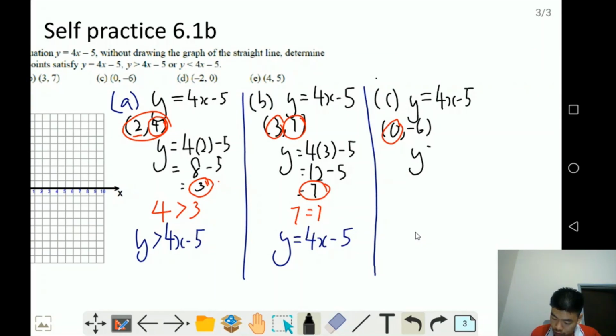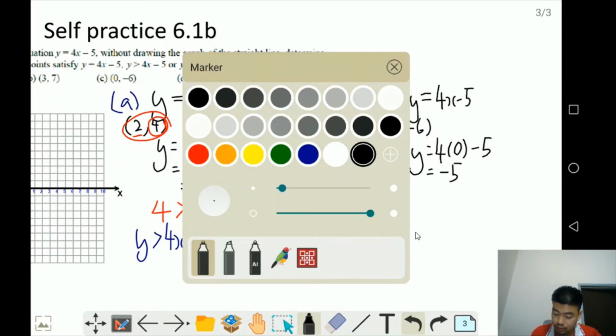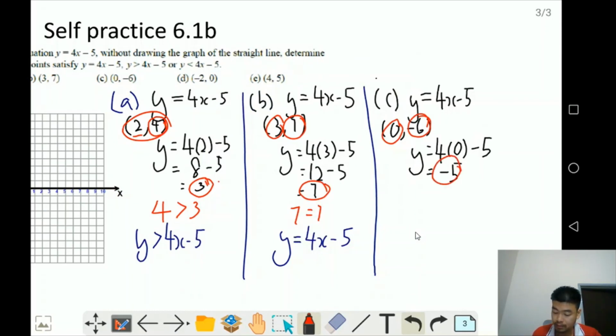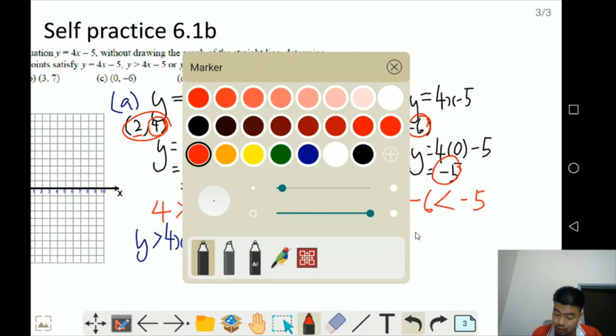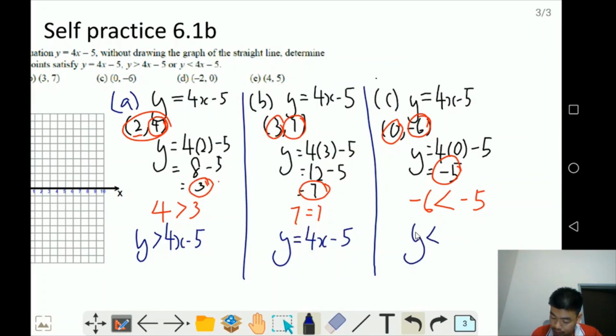So y equals 4 in bracket 0 minus 5, so negative 5. Compare the given value of y to the value that you have calculated: negative 6 and negative 5. Which one is bigger? Negative 5 is bigger, so negative 6 is less than negative 5. So it is below the region. So it satisfies this inequality: y is less than 4x minus 5.